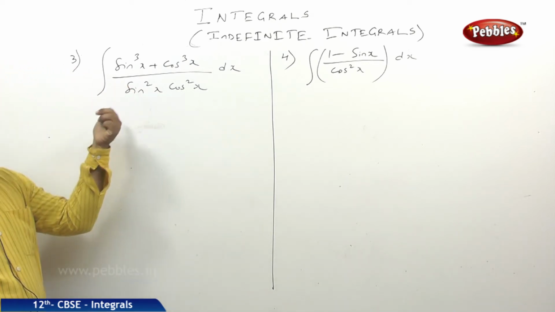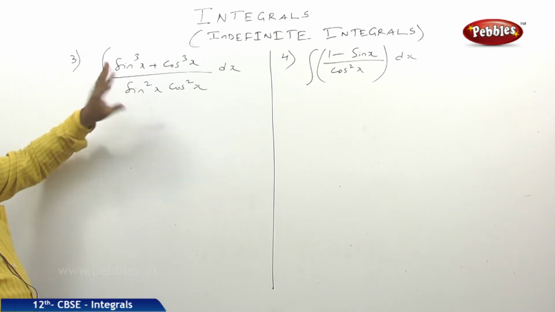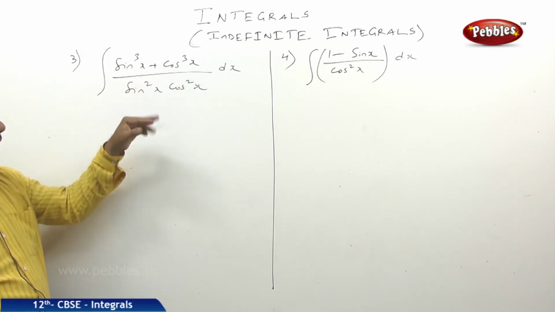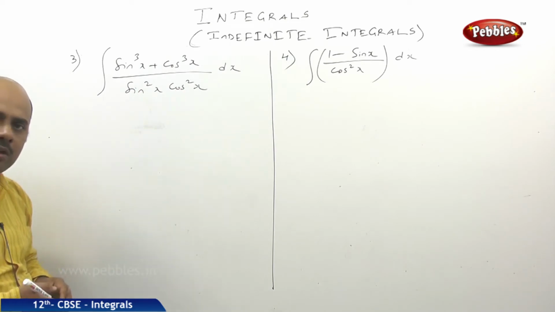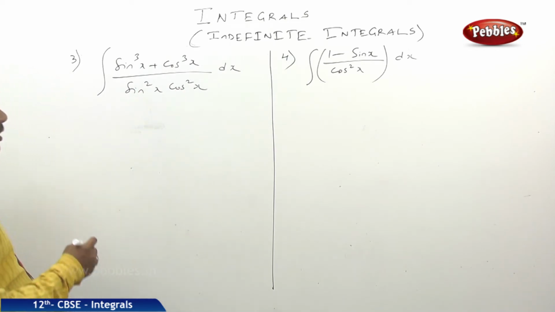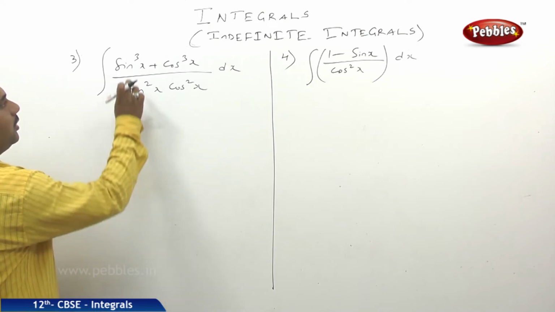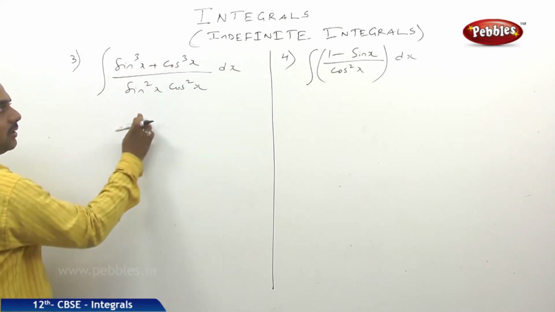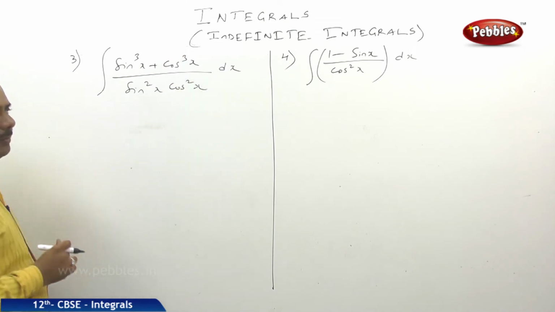Now here there are two problems. The very first problem we'll look at: integral of sine cube x plus cos cube x divided by sine square x cos square x dx. Now again the same concept here, a plus b by c, so it comes as a by c plus b by c.